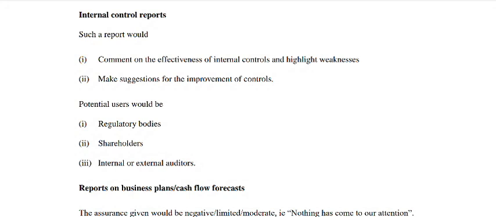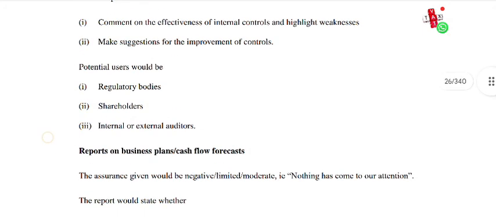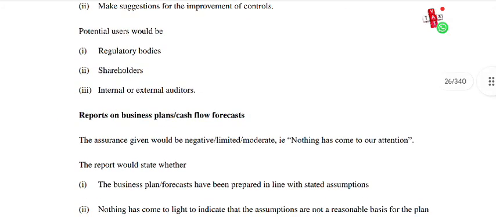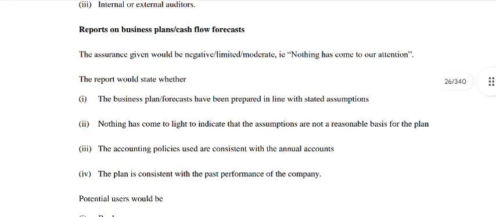Internal control reports. Such a report would 1. Comment on the effectiveness of internal controls and highlight weaknesses. 2. Make suggestions for the improvement of controls. Potential users would be regulatory bodies, shareholders, internal or external auditors.